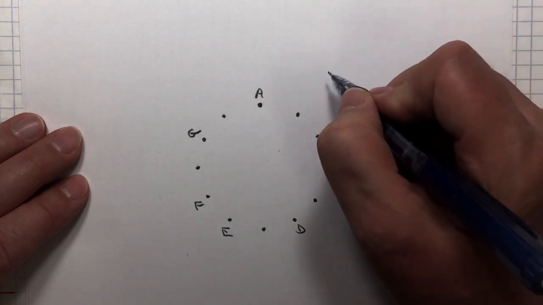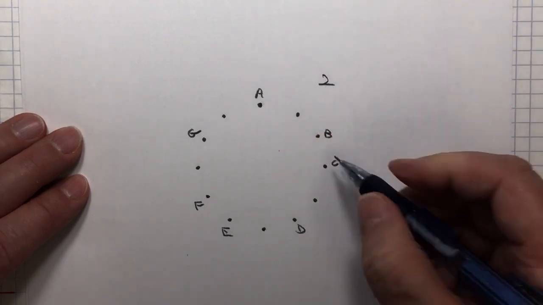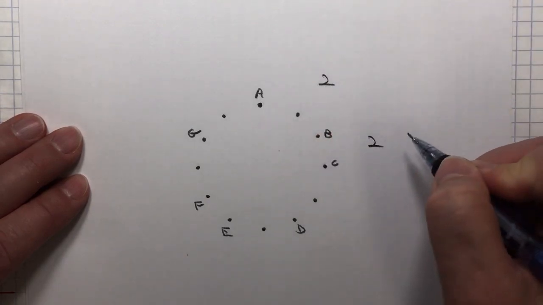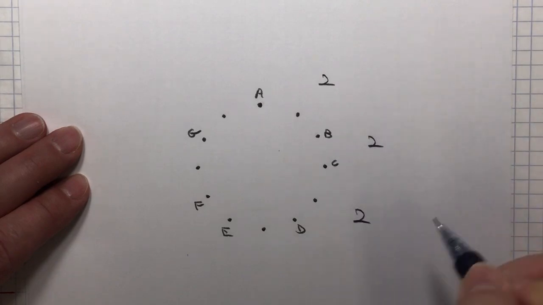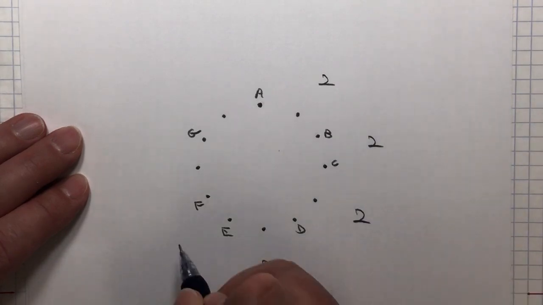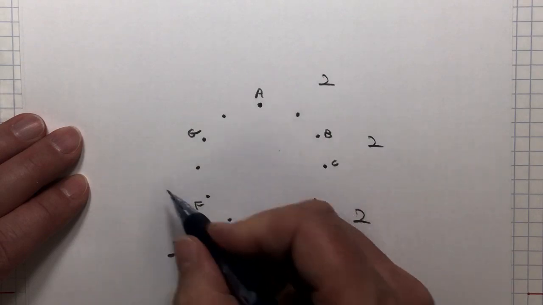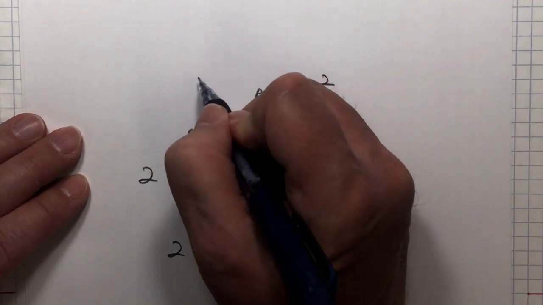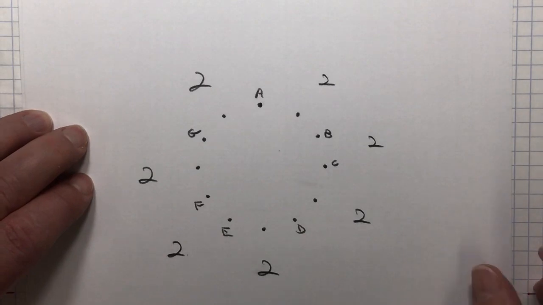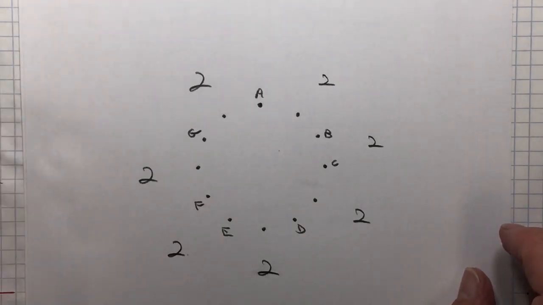A to B is a second. B to C is a second. C to D is a second. D to E is a second. E to F is a second. F to G is a second. G to A is a second. Those are the quantitative intervals.